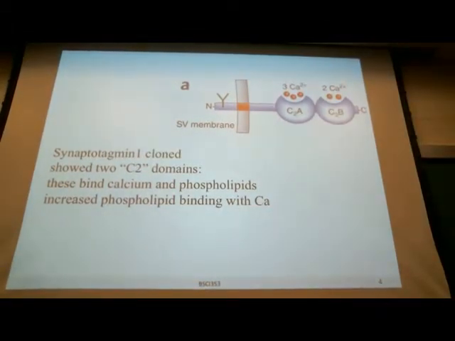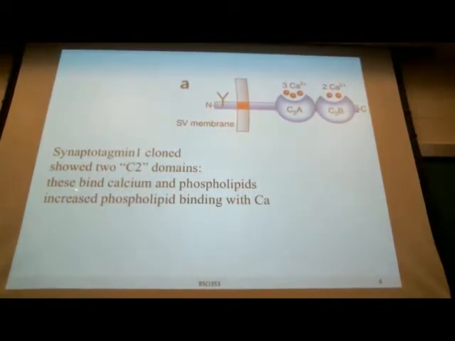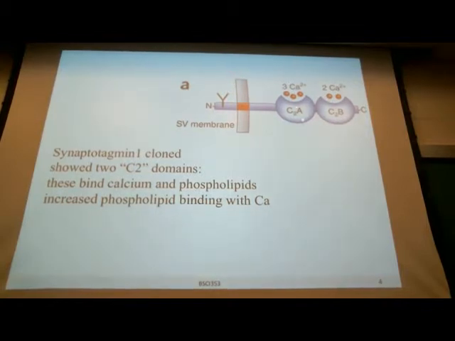Just too many proteins. Okay, so synaptotagmin 1. And actually there's a whole family of these synaptotagmins. So these are the calcium binding proteins. It turns out that these sites bind calcium, and they also allow binding to phospholipids. So when you bind calcium, you promote the binding of phospholipids. And that's partly why you have the fusion activity, right? So synaptotagmin, when it binds calcium, also binds the phospholipids, and that promotes fusion of the membranes.